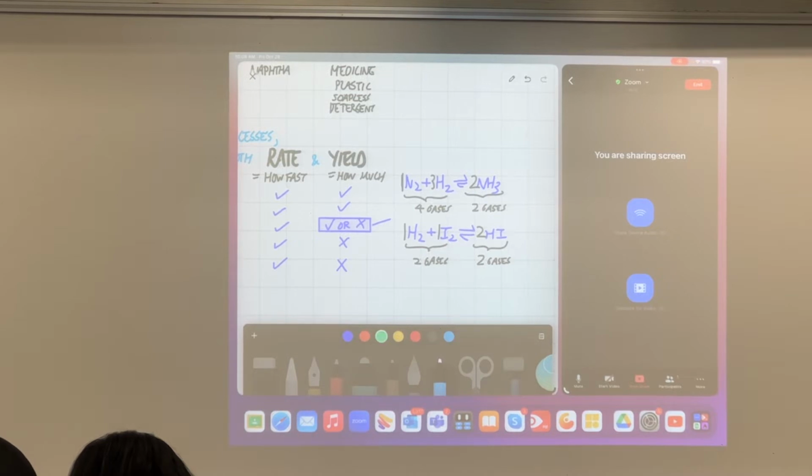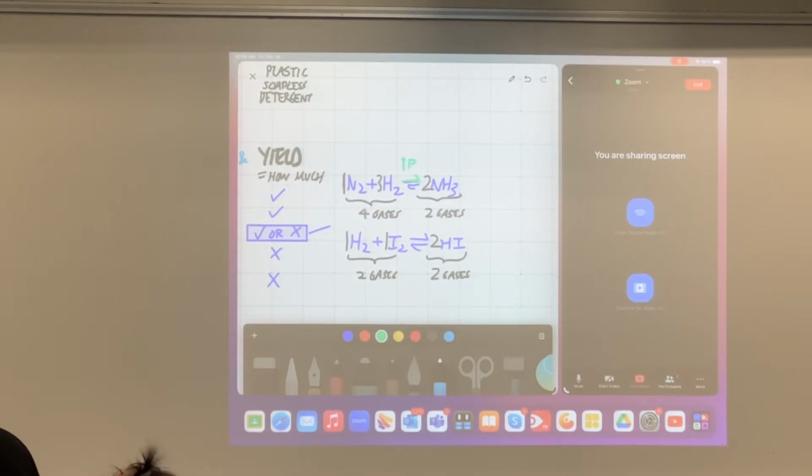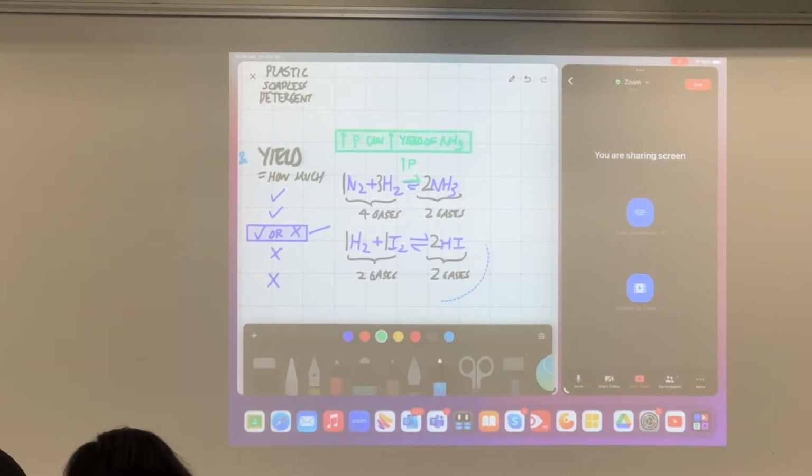The first one. So can you put down increasing pressure would help nudge the reaction to the right, shift the equilibrium to the fewer molecule side. So increasing pressure can boost the yield for this equilibrium. But for the second equation, unfortunately, you see that there's the same number of gases on the 2 sides. So you can put down for the first equilibrium, increasing pressure can increase the yield of ammonia for our first reaction, but not so much for the second one.